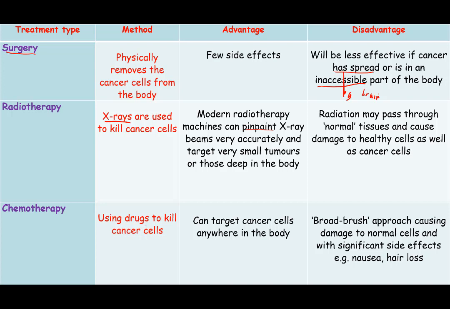Chemotherapy then is using drugs to kill cancer cells. Now, the advantage is these can be used anywhere. So if, for example, surgery couldn't be used to treat a brain tumour, chemotherapy could be used to treat a brain tumour. But the problem is it's a broad brush approach, causing damage to normal cells with lots of side effects such as nausea and hair loss.